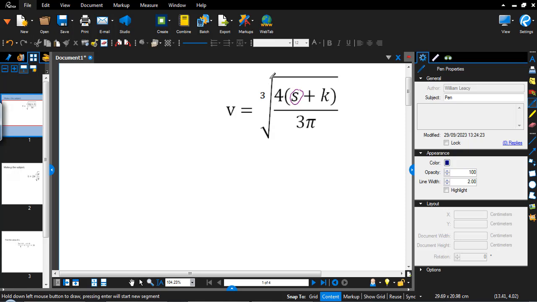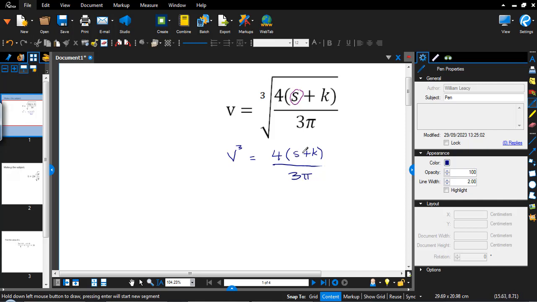The first thing is get rid of the cubed root because that governs everything. So how do you get rid of a cubed root? You cube both sides. So we're going to get v cubed equals, well, if you cube a cubed root, you just get rid of it. So it's just 4 s plus k over 3 pi. Now, the next thing, we want to get rid of the 3 pi.